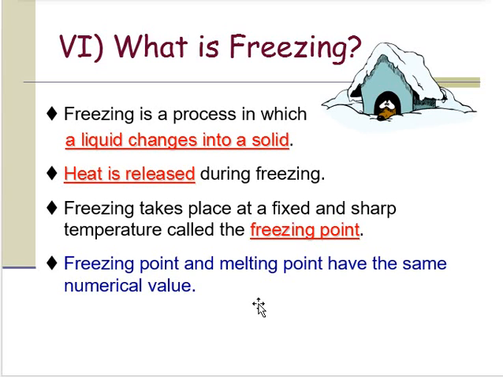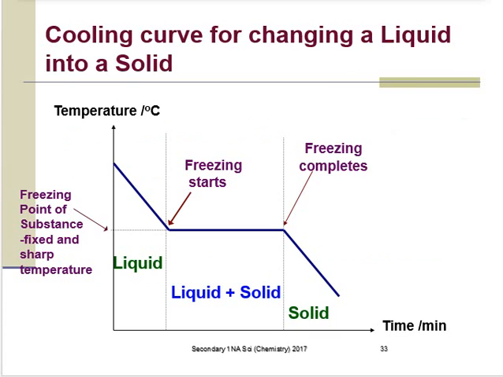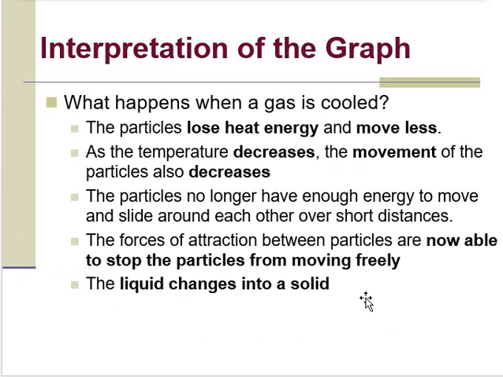Now next, we take a look at the next physical process, which is freezing. Freezing is something that you should be familiar with. It's a process in which a liquid changes into a solid. Heat is released during freezing, similar to condensation. And again, freezing takes place at a fixed and sharp temperature called the freezing point. Please take note that the freezing point and the melting point actually have the same value. So for example, ice melts at 0 degrees. The freezing point of ice will also be 0 degrees Celsius.